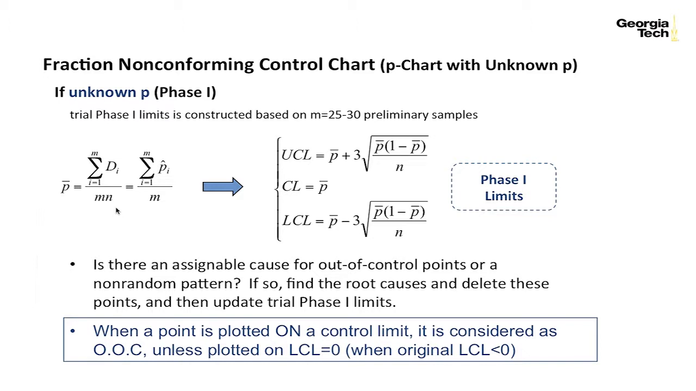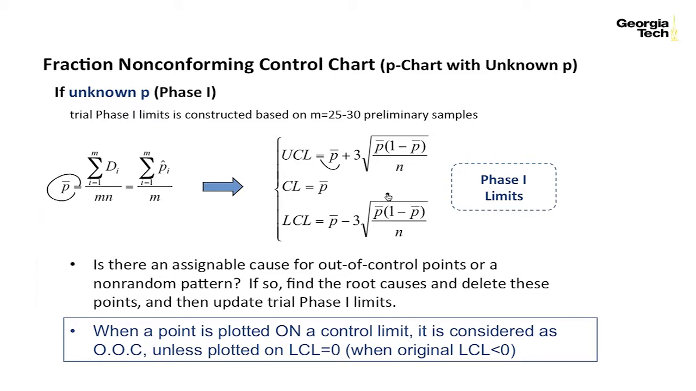Now, if I know this P bar, I can easily find UCL and LCL. As you can see, these are the same equations. I'm just replacing P0 by P bar, which is the estimate of P. So UCL, LCL, and CL. So this is important. If a point is plotted on the control limit, then we assume that it's an out of control point, unless LCL is negative. And when LCL is negative and you move it back to 0, if a point is plotted on 0, then it's not out of control.